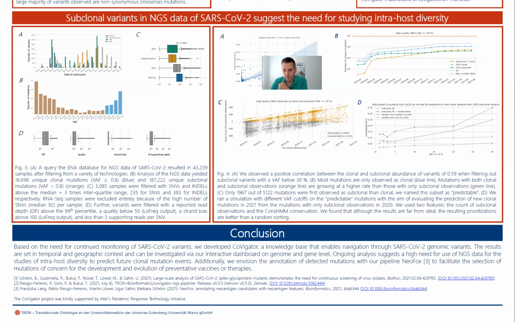Based on that, we ran a simulation with different cutoffs to evaluate the prediction of new clonal mutations in 2021 that were subclonal in 2020. And although the results are still far from ideal, we are confident that we are able to improve these results. So to summarize the poster, we developed CoVigator, a knowledge base that enables the monitoring of SARS-CoV-2 variants. The results can be investigated by our interactive dashboard on genome and gene level.